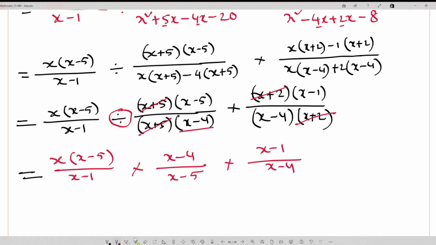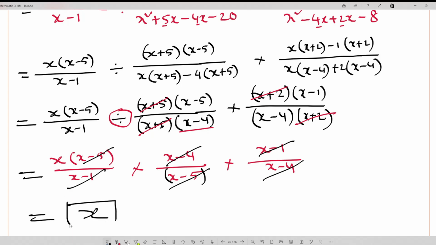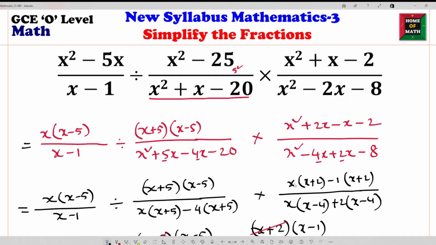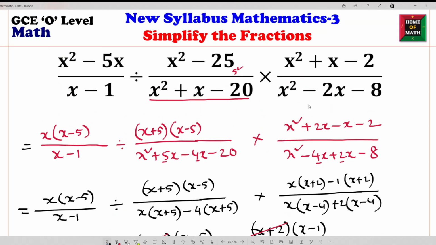Now we are checking what we can cancel, like x − 5 and x − 5, x − 4 and x − 4, x − 1 and x − 1. The answer is only x. Okay, interesting. Big fractions become only x. So this is our question's answer for today's video.